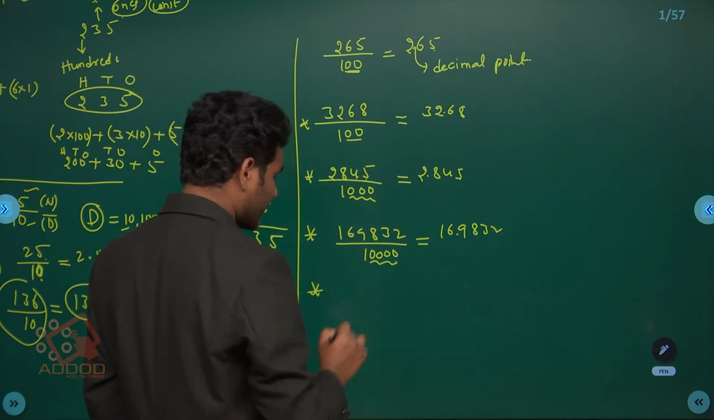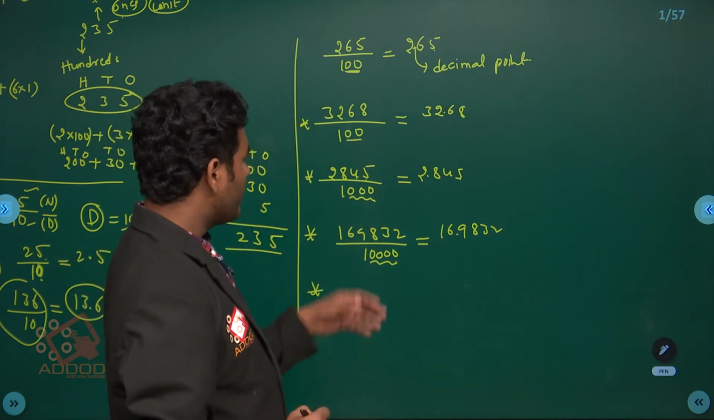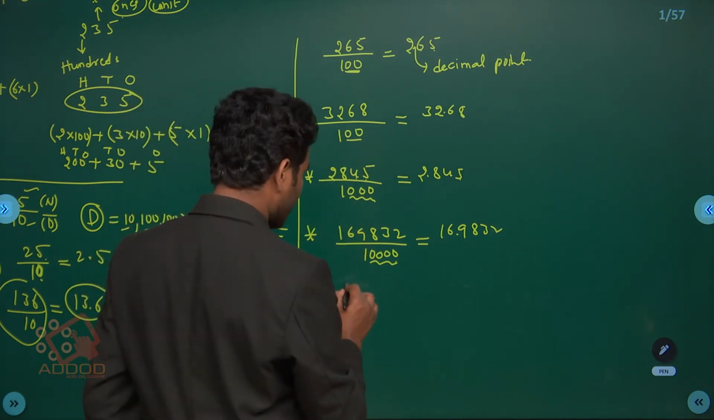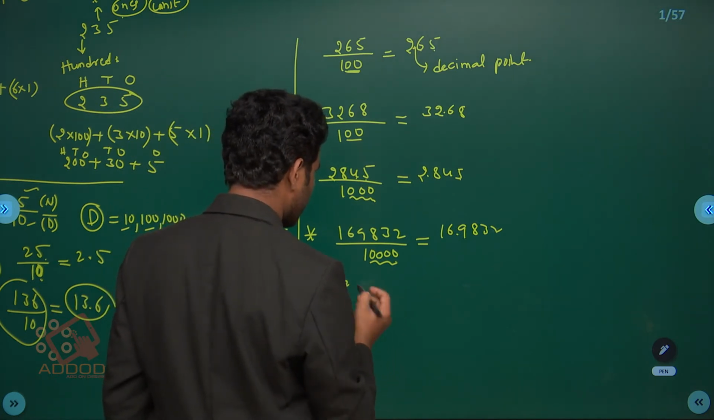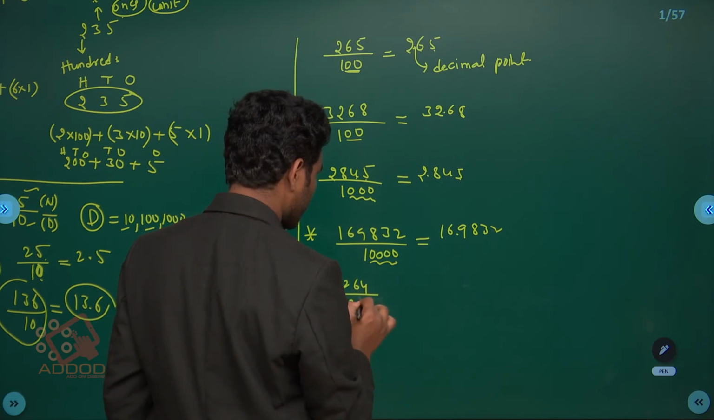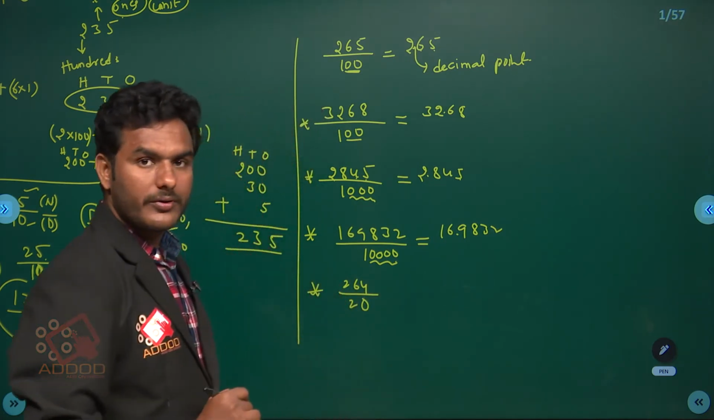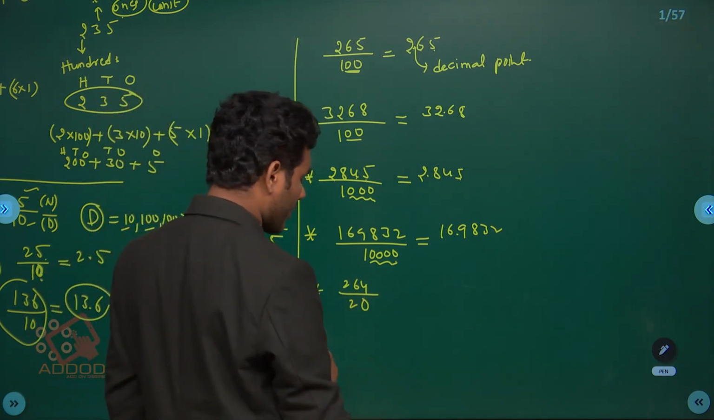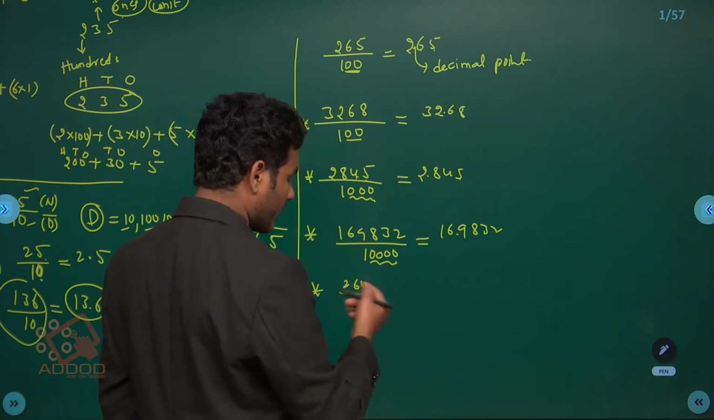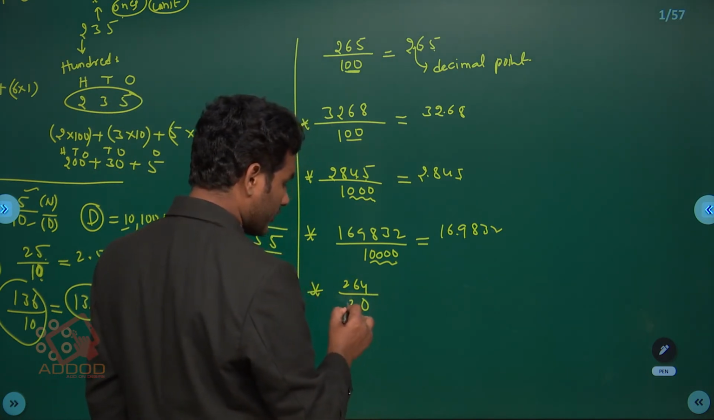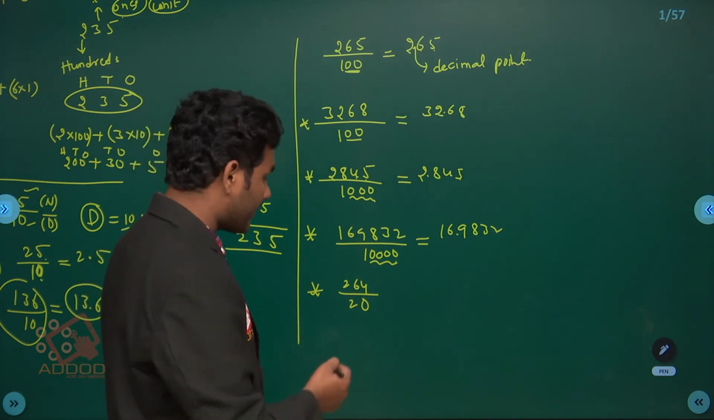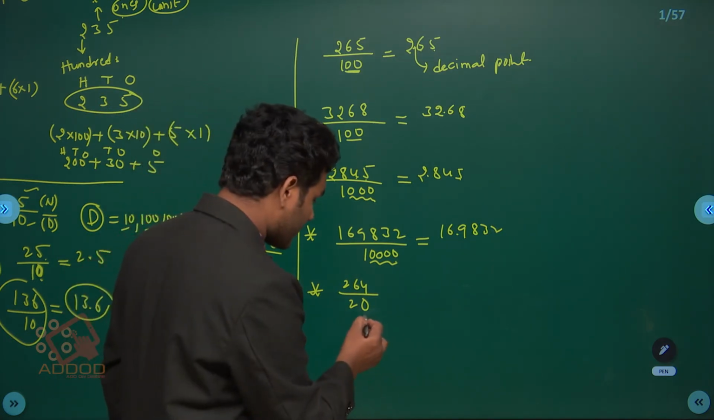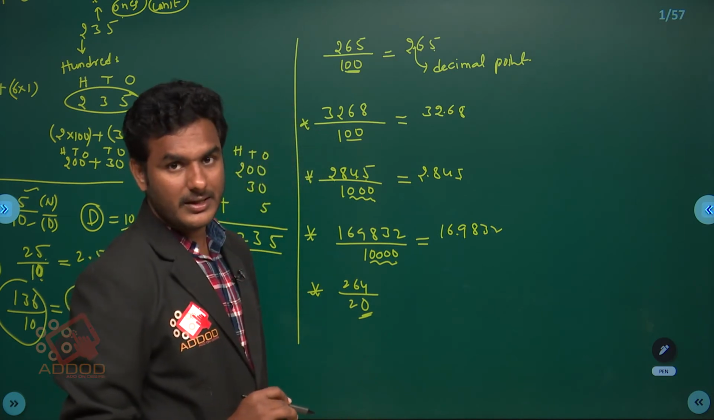Okay. So for example, children, now you understood, right? So for example, if you are having a number like 264 by 20, how can you write this in decimal form? Here, without doing the normal division, based on the 0 you can't keep the decimal point.